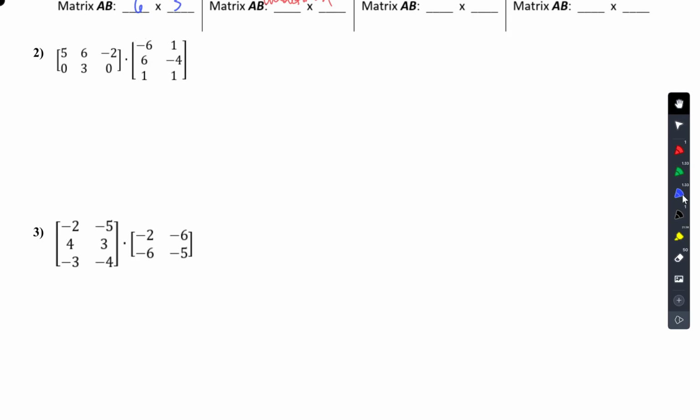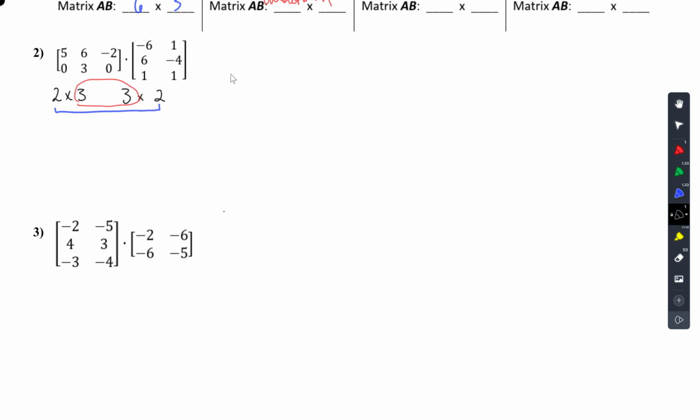So, all right, let's look at, we're going to do 2. So the first thing is figure out the dimensions. So 2 rows, 3 columns, 3 rows, 2 columns. So this one we can multiply because they're the same.